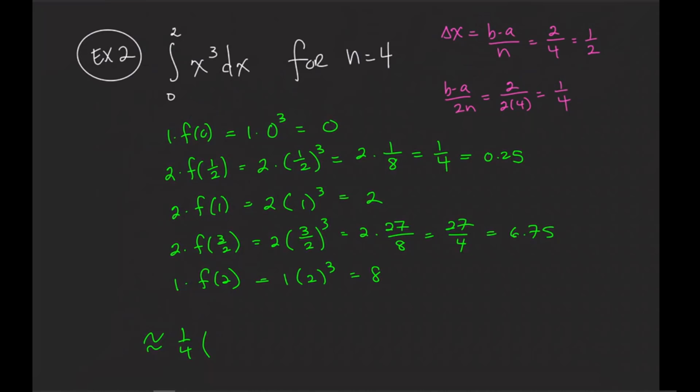All right, so we're going to add all these up. So 0 plus 0.25, plus 2 plus 6.75 plus 8. And multiplying that by the 1/4 gives us 4.25. All right, enough of the easy stuff.